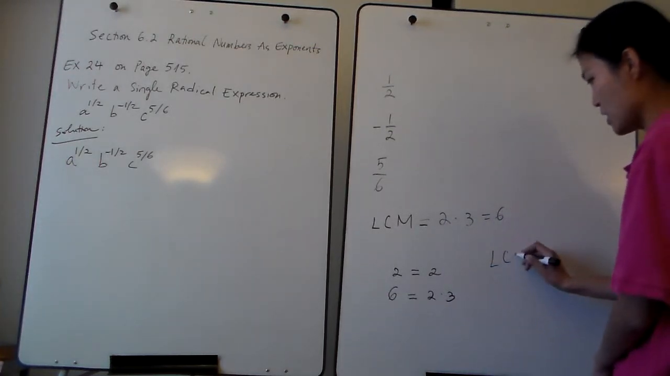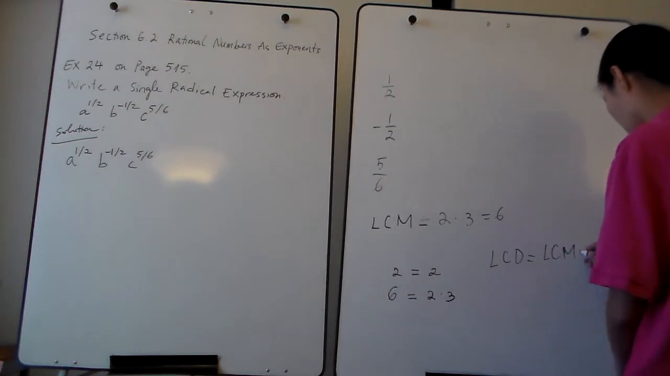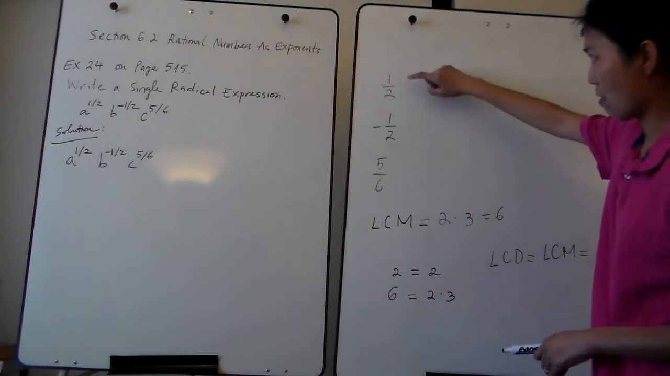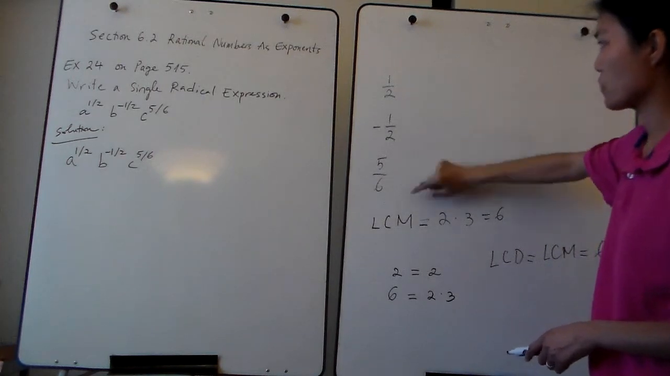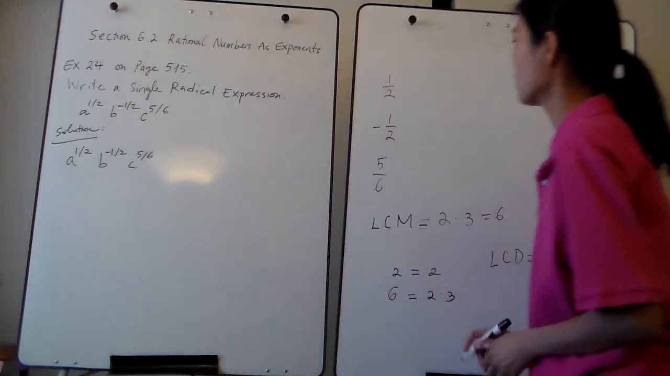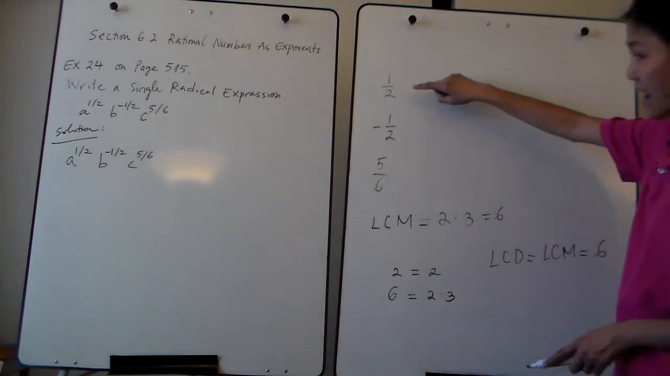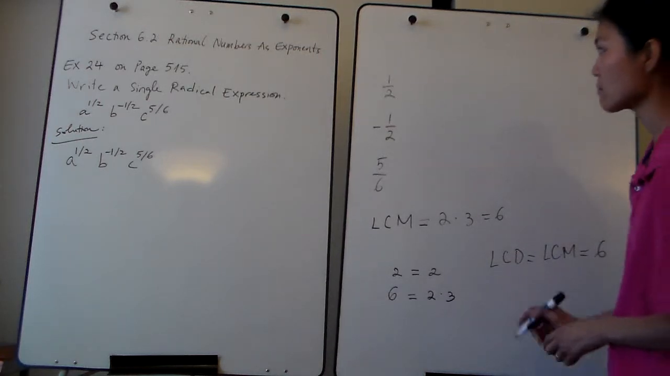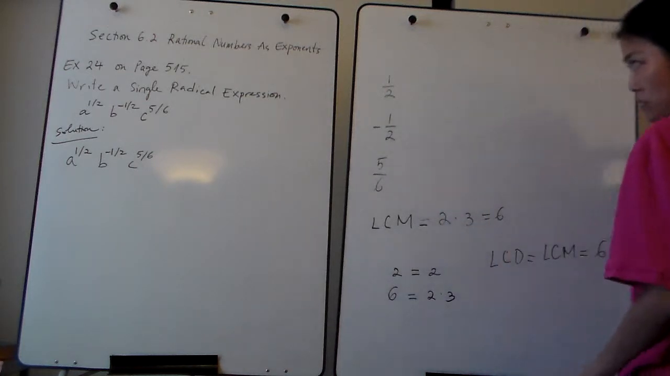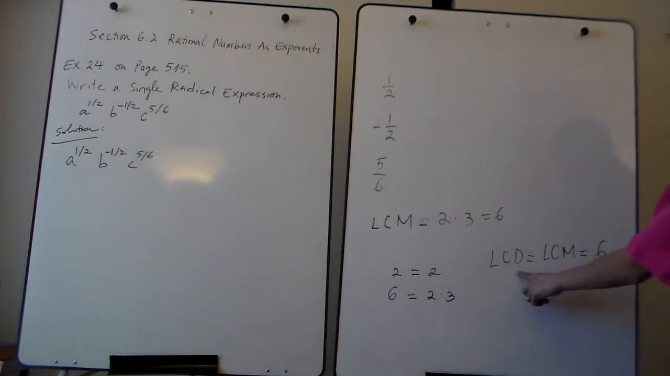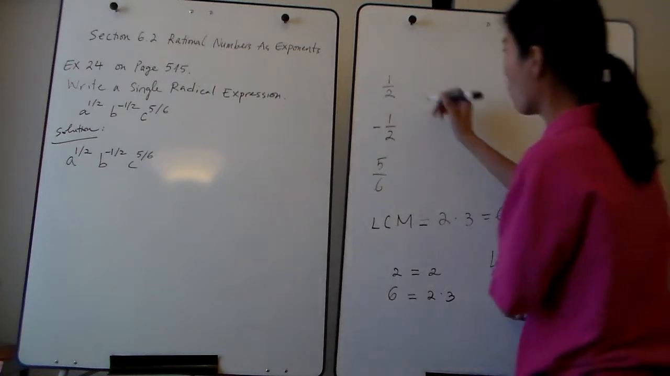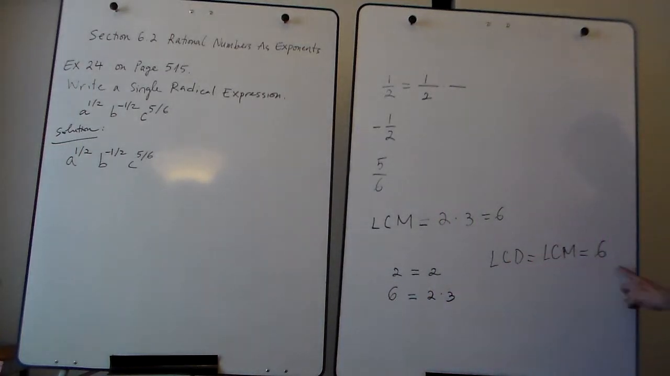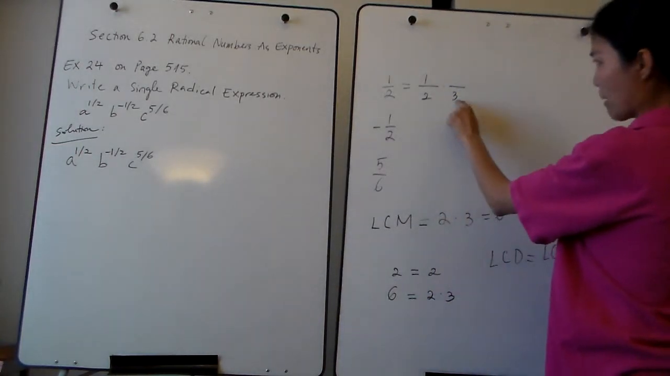Now LCD is equal to LCM, which equals 6. So that means you need to convert all of these three rational exponents from these three bases into forms that have the same denominator, and that same denominator is the LCD. So let's convert all these three exponents to the form that has the LCD as their denominator. So 1/2: to get the denominator LCD 6, you need to multiply by 3, because 2 times 3 is 6.